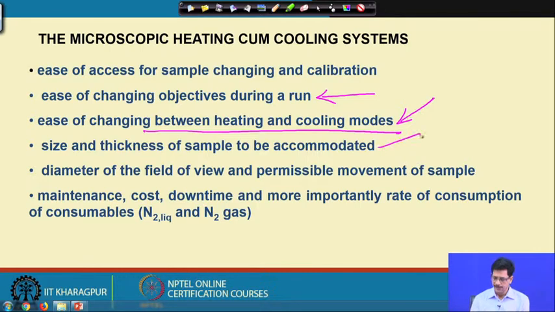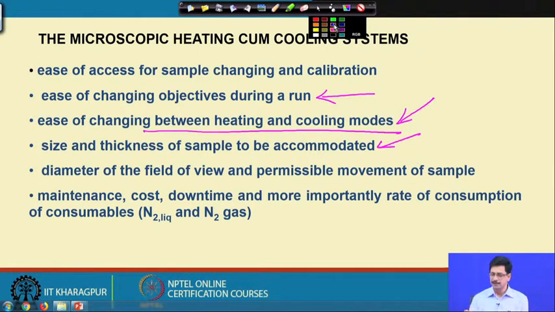And the size and the thickness of the sample to be accommodated is another criterion that should come in evaluating how good or how effective a device could be for our purpose. And the diameter of the field of view and the permissible movement of the sample, because generally it would be good to have an idea of what kind of dimensions we could be using.